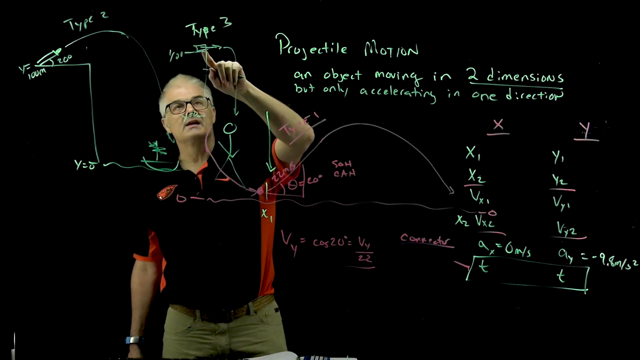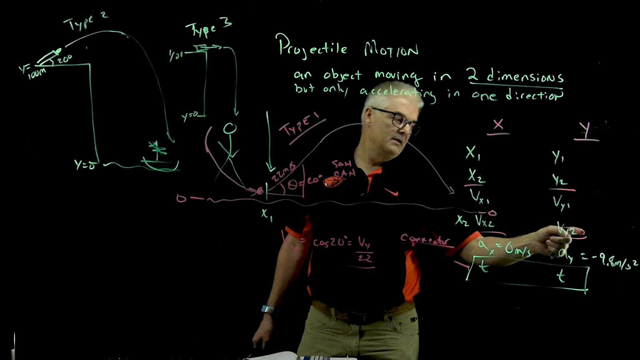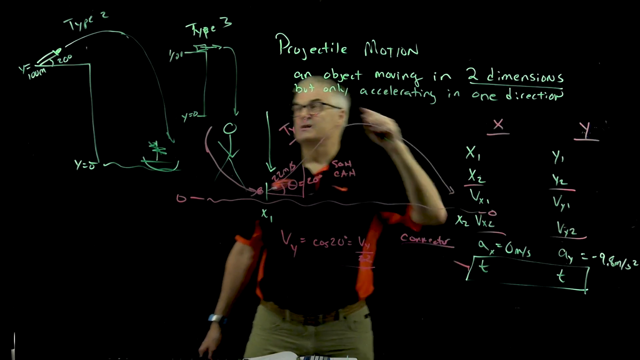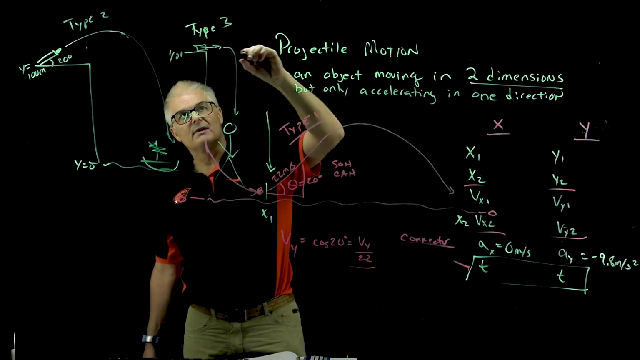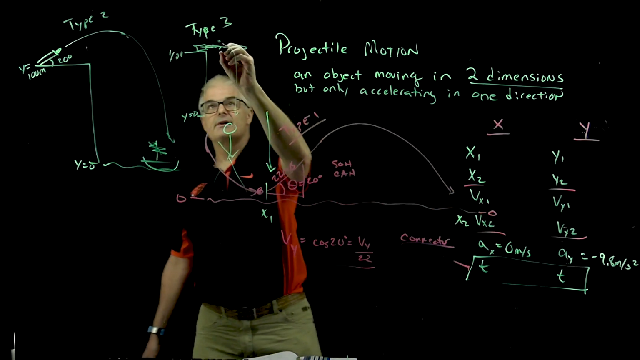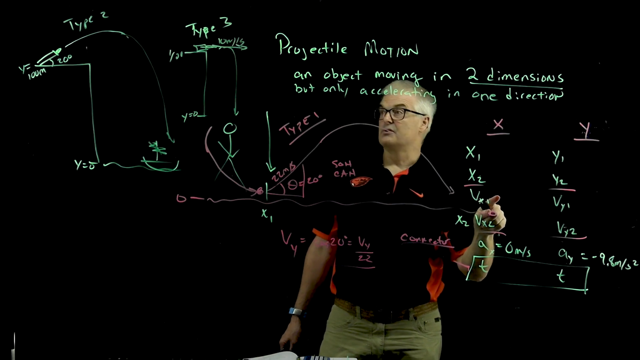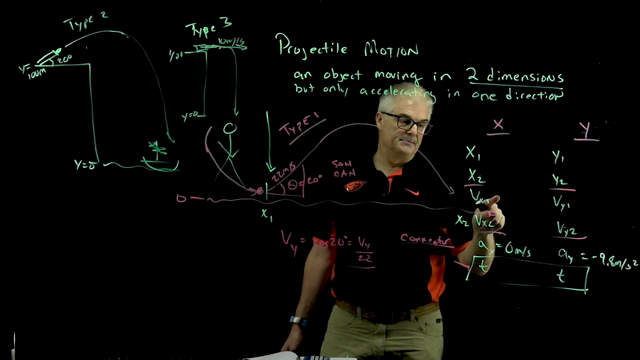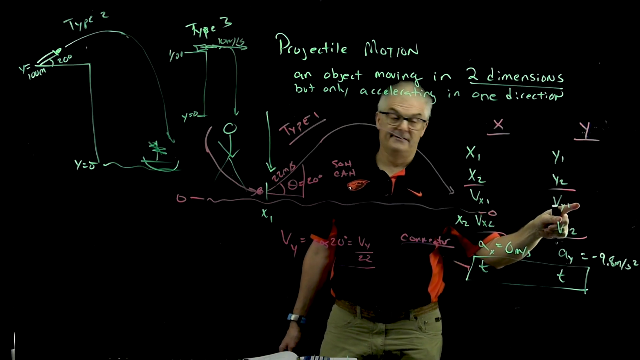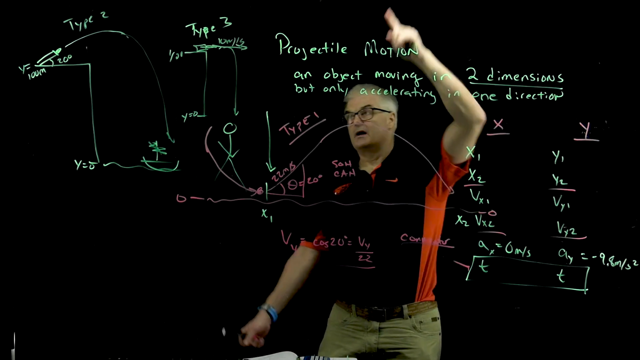But in this case, you're not going to have a Vy1 or 2 because it's got no velocity. It's only got a velocity in the x direction. So if this is coming out at 10 meters per second, then the Vx is 10 meters per second. That's it. Vy initial is 0 because it's not going up.